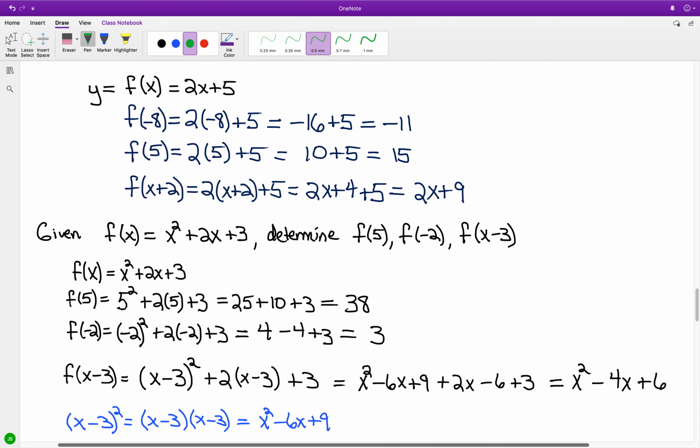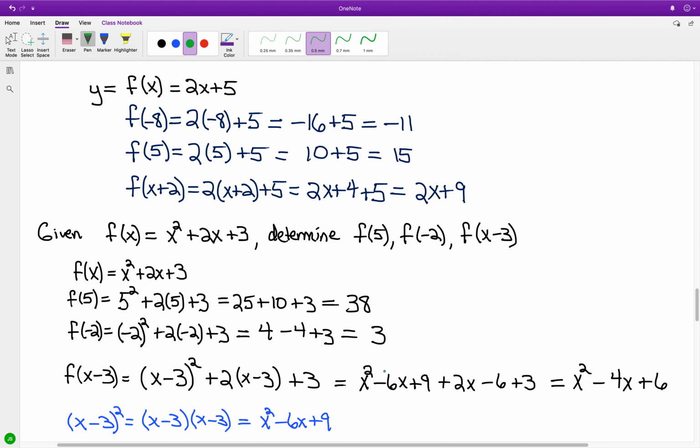And in terms of combining our expressions, x squared is the only term of its kind. In the first degree, we have negative 6x plus 2x, which will be negative 4x. And then for the constants, we have 9 minus 6 is 3, adding 3. So for this final output, we come out to x squared minus 4x plus 6.